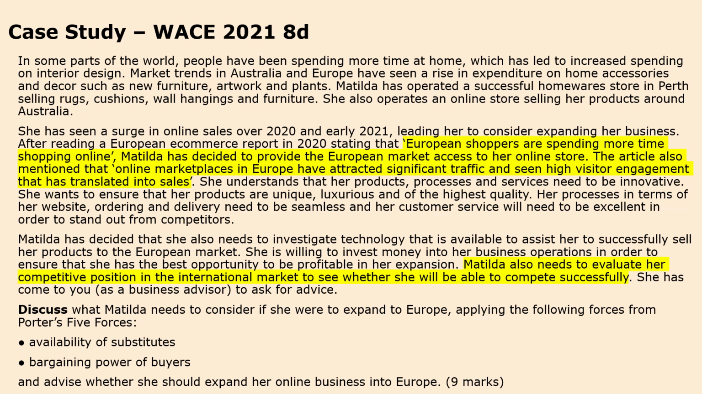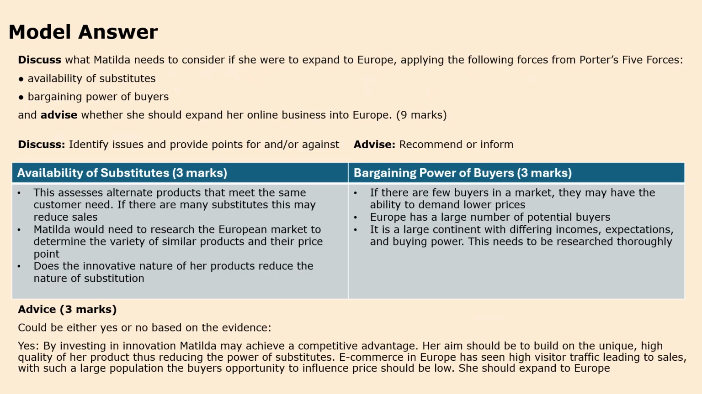Availability of substitutes. So again, Europe in terms of furniture would have a considerable amount of substitutes, more than likely. But if you look carefully through the case study, she probably needs to think about and leverage her uniqueness being an Australian supplier. That is a key point which would make her business potentially different to those in Europe, therefore reducing the availability of substitutes. So really tricky question again.